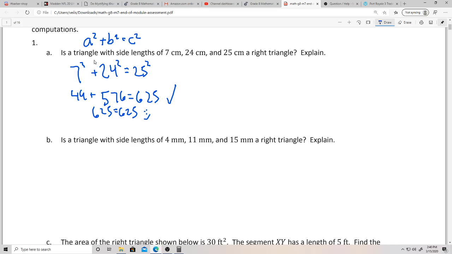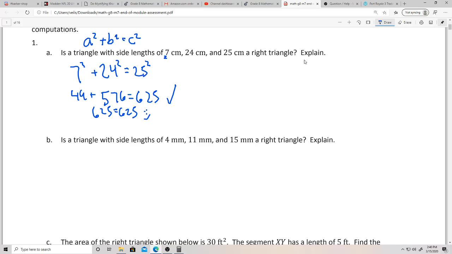And I've done that here. I just plugged in 7, 24 and 25. 7 times 7 was 49. I use a calculator here. I'm not that good to have memorized 24 squared and 25 squared. It comes out to 576 and 625. You add 49 and 576 together, you do get 625. And of course, 625 does equal 625.